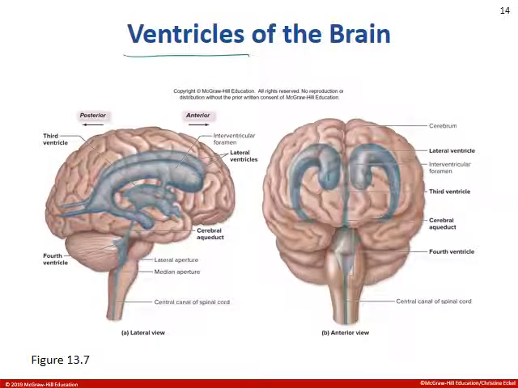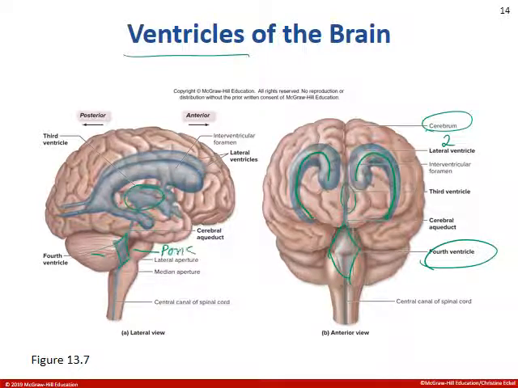Nice image of the ventricles. We can see there's 2 lateral ventricles, one in each hemisphere of the cerebrum. Then we have the 3rd ventricle, which is around the diencephalon, the thalamus, epithalamus, hypothalamus. And then we have the 4th ventricle here, and that 4th ventricle is between the pons and the cerebellum here. And you can see that it continues down to the central canal of the spinal cord.